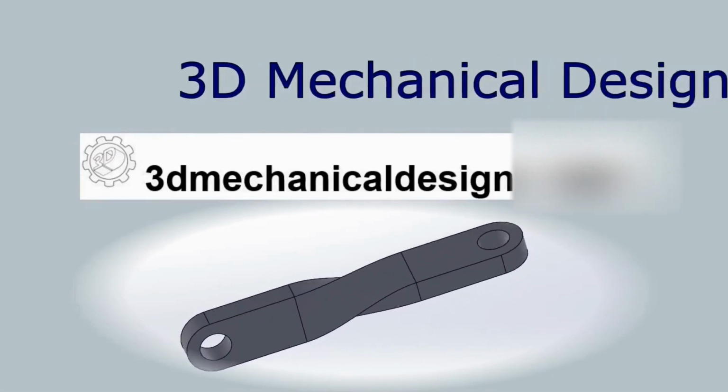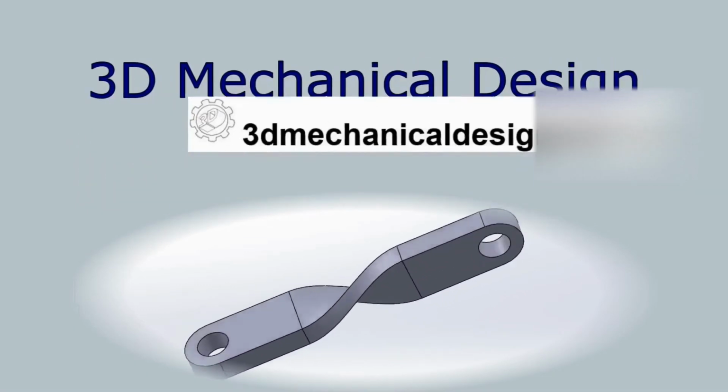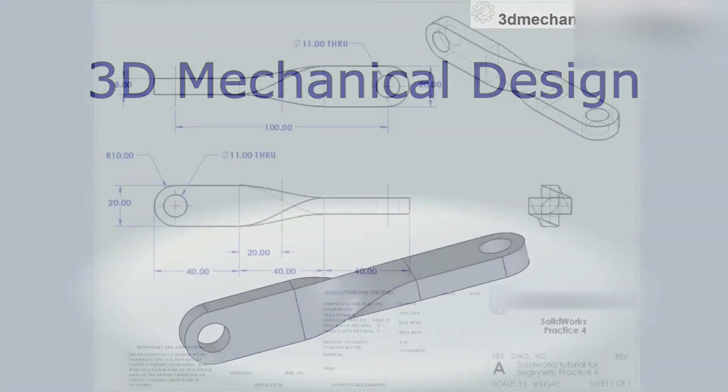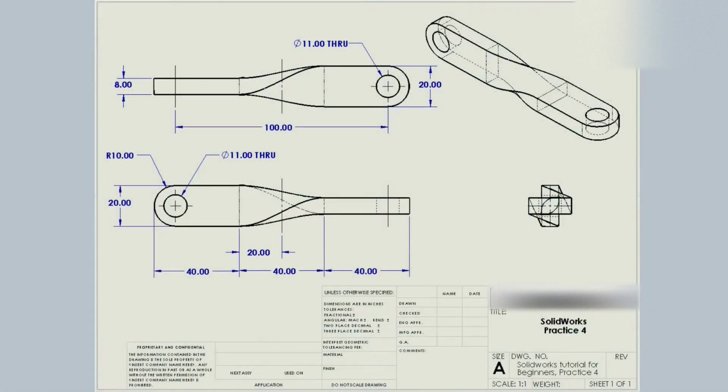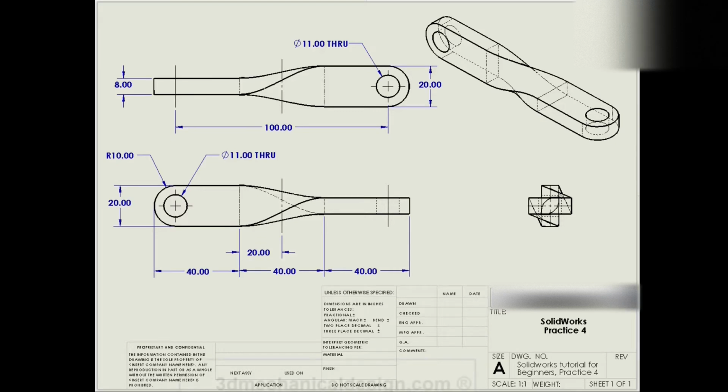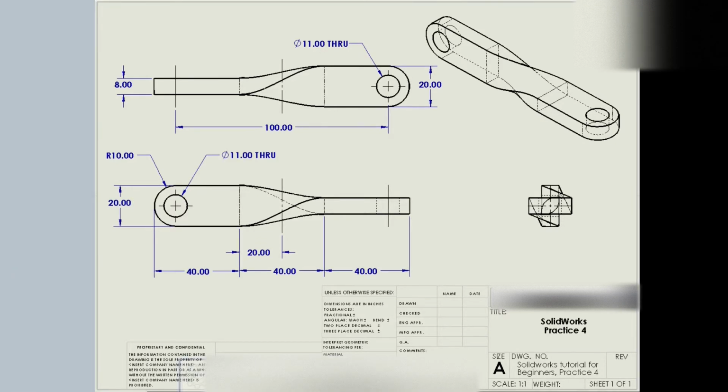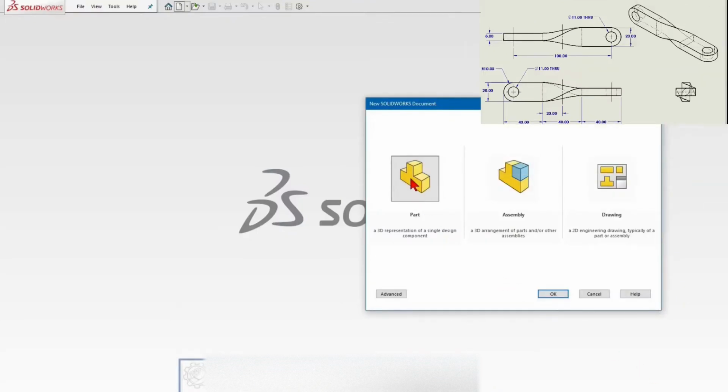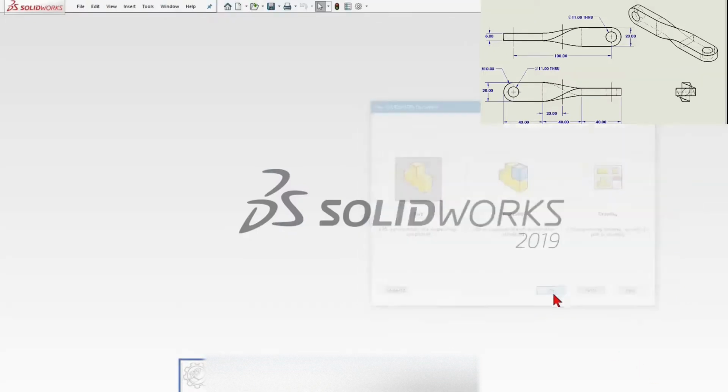Today we are going to make a simple model. We will use the next SolidWorks tools: Extruded Boss, Lofted Boss, Full Round Fillet, and Extruded Cut. Let's start.